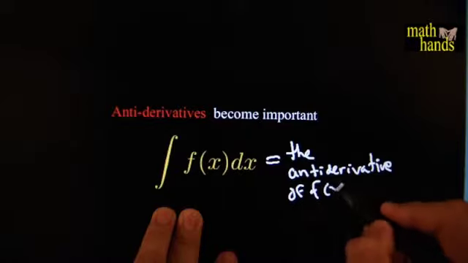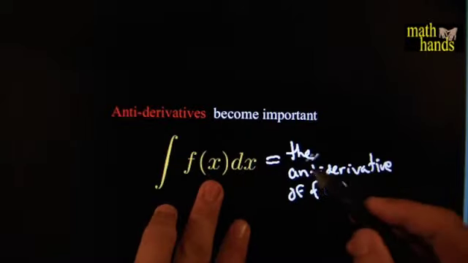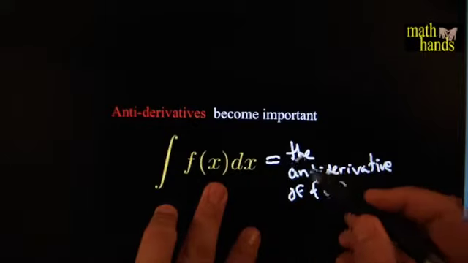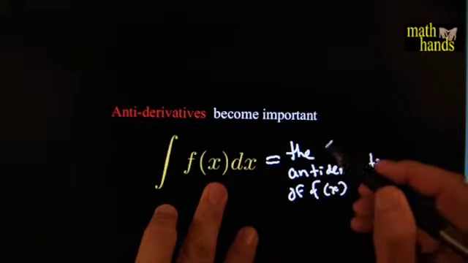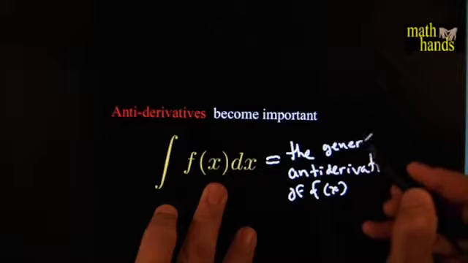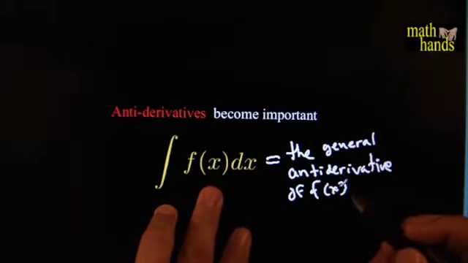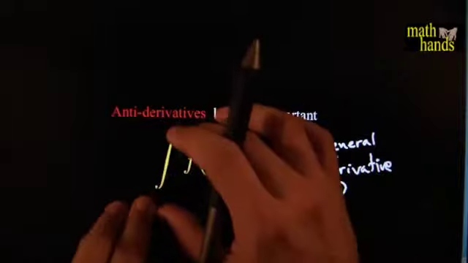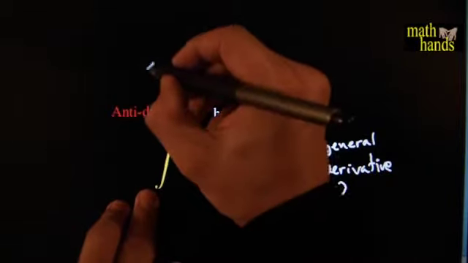The antiderivative of f of x, and there might be more than one, and so in fact there's always more than one. So we add a little word here, the general antiderivative of f of x, and that's a whole new symbol. The fancy name for it is an indefinite integral.